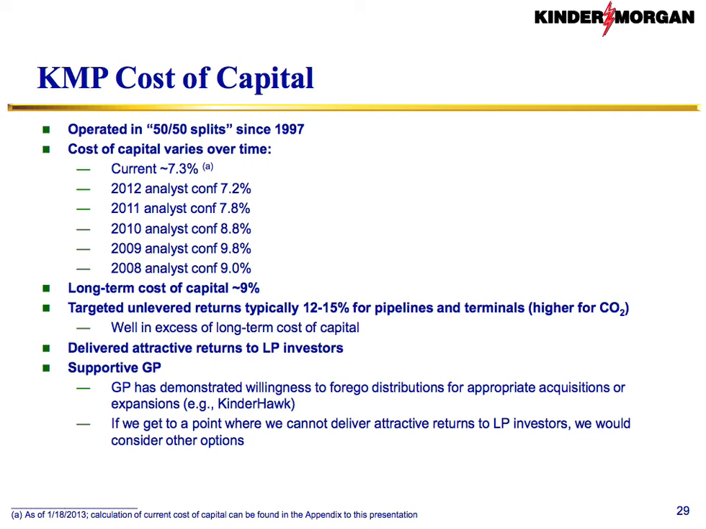You know, at the end of 2012, you can see right there 7.3%. The ends of the years prior to that, current 7.3, end of 2012, 7.2. At 11, it was 7.8, 2010, 8.8. 2009, it was above 9%, and that was right at the end of 2008. Capital markets were in disarray, debt was expensive, yields were high. But again, long term, I think 9% is a very good estimate.